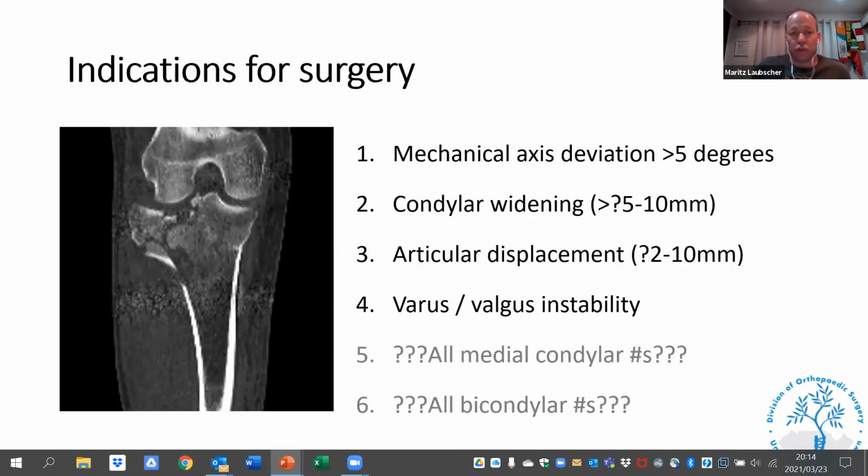So what are the indications for surgery? Well, the indication for surgery is a mechanical axis deviation of more than 5 degrees, for example a rim depression large enough that it will affect the mechanical axis by more than 5 degrees. Condylar widening: there's no consensus in the literature on the exact amount of condylar widening that's acceptable. Some authors say 5, some authors say 10 millimeters, but definitely condylar widening of 10 and more is an indication for surgery. Same with articular displacement. There are various recommendations. 2 millimeters is mentioned by some.